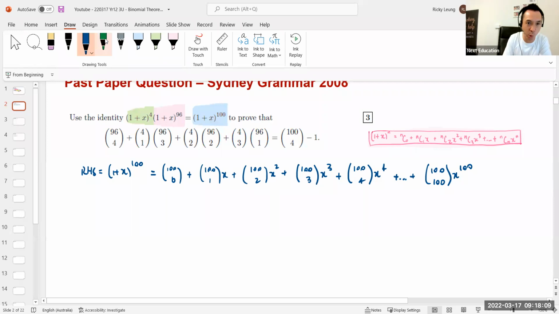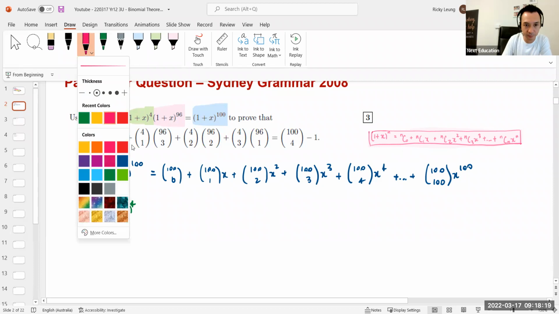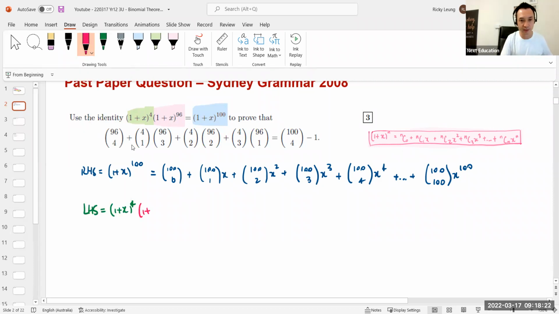Now, the left is cool, right? The left-hand side comprises 2 brackets. It's got (1 + x) to the power of 4, and it's got (1 + x) to the power of 96, right? 2 binomials. So for the green, because it's only power of 4, we're going to write all of them. There are 5 terms, right? For the pink, we'll write maybe the first few and then leave out the rest, right?